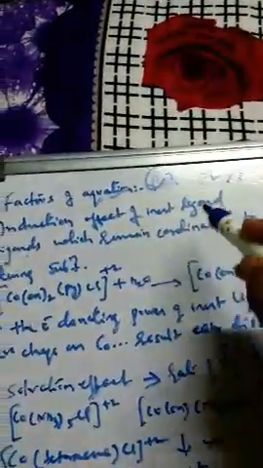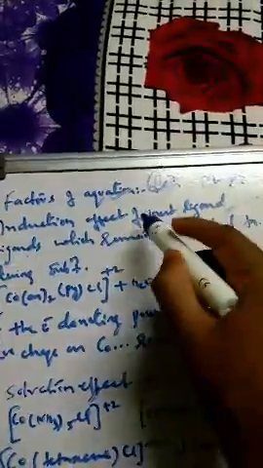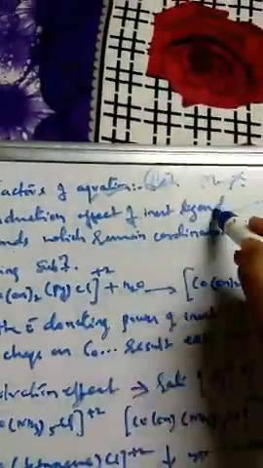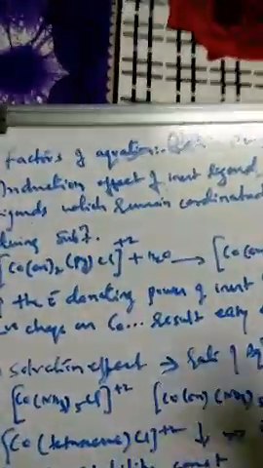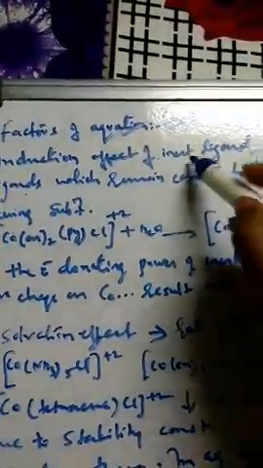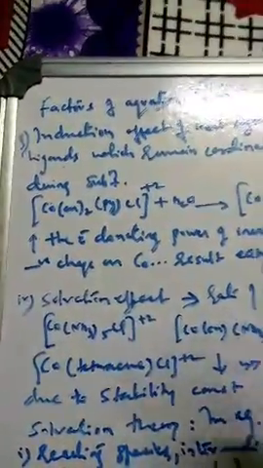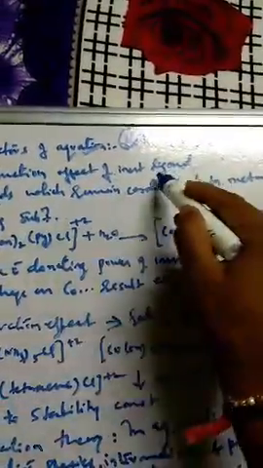The third factor is the inductive effect of the inert ligand. What do we mean by inductive effect? Again it is the same thing, electron donating and withdrawing. So what is an inert ligand? The ligands which remain coordinated to the metal during the substitution are called inert ligands.